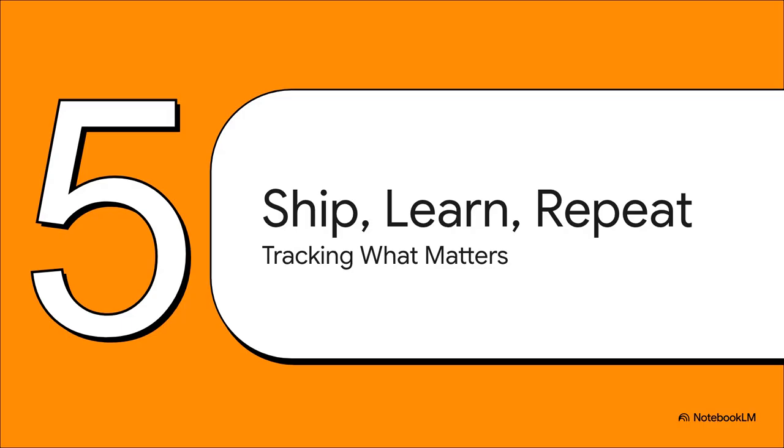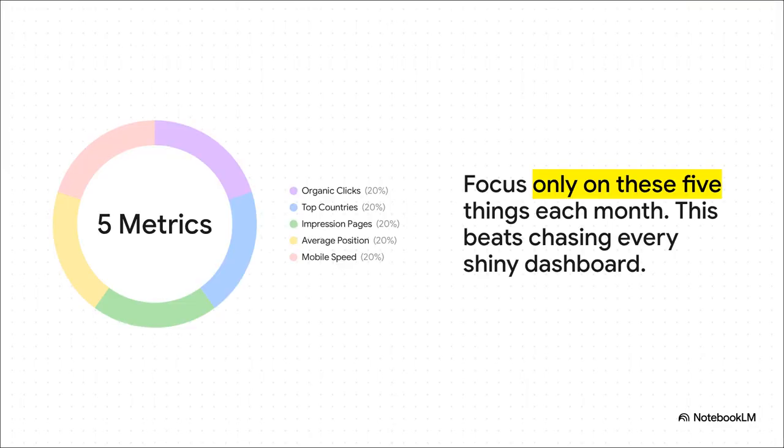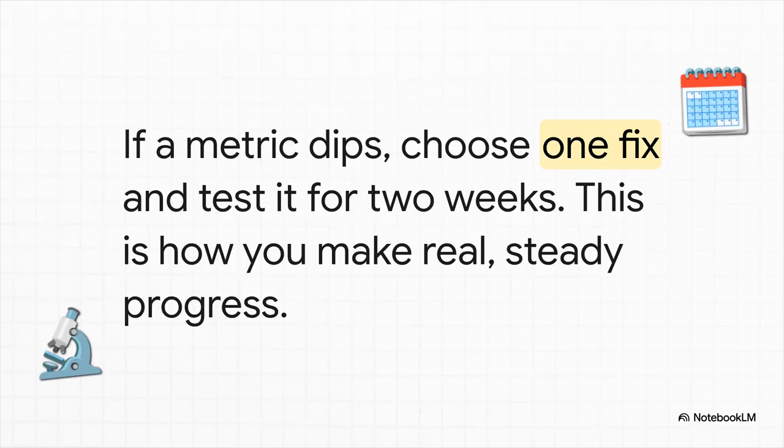All right, so you've got the workflow, you've got the free tools, and you understand the on-page and local essentials. So how do you keep the momentum going and actually track what's working and what's not? You can forget about getting lost in dozens and dozens of confusing metrics. Seriously, you only need to track 5 things every month: organic clicks, your top countries, which pages are getting the most impressions, your average search position, and your mobile speed. That is it. And the key here is discipline. If you see one of those 5 metrics dip, don't panic. Don't go changing everything at once. Just choose one potential fix, implement it, and then give it 2 weeks to see what happens. That's how you make real, steady progress instead of just chasing your tail.